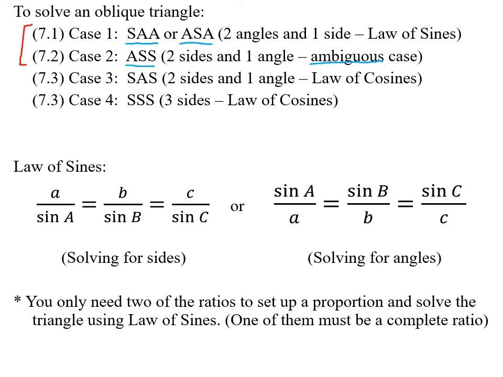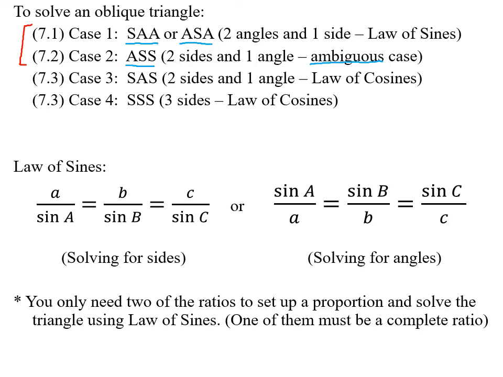And so the law of sines is given down here at the bottom. We'll get back to the 7.3 stuff in the next video when we talk about law of cosines. Law of cosines does side, angle, side, and side, side, side. But the law of sines, whether you're solving for sides or solving for angles, you can take two different ratios, set them equal to each other, and solve for whichever one you're missing.